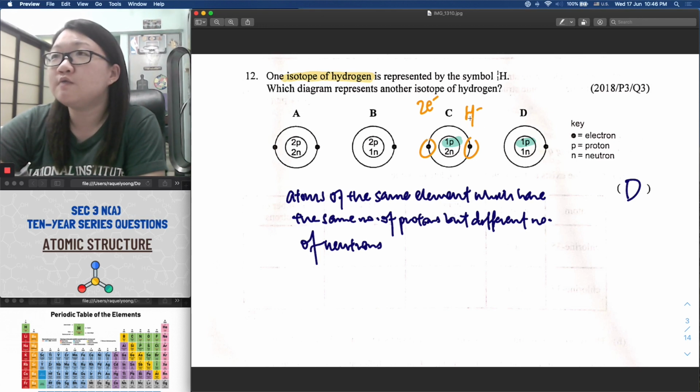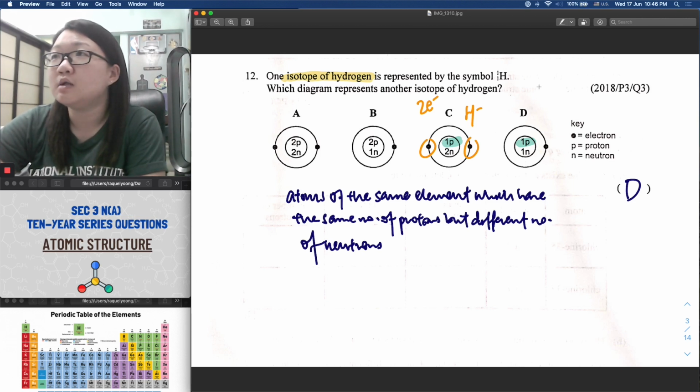If you notice for option C, C has one proton, but it has two electrons. So C definitely is not an atom anymore. It already forms the ion. In fact, it's an H minus ion. We call it hydride.